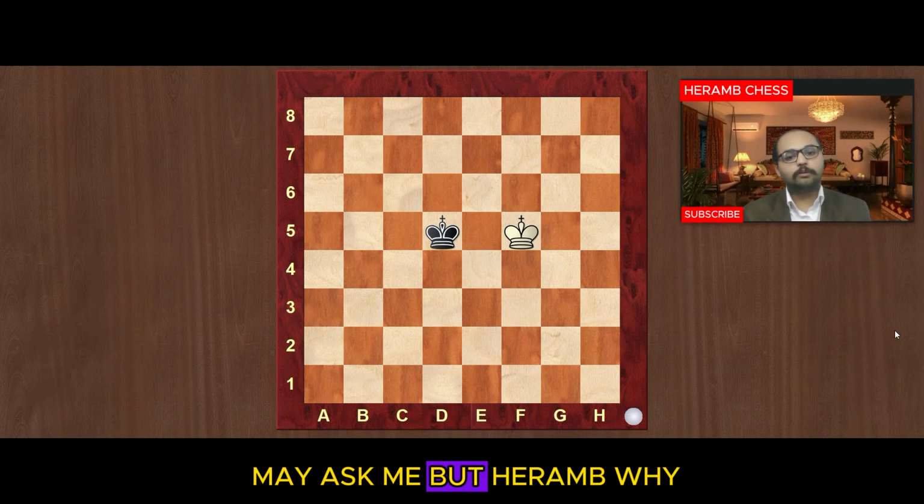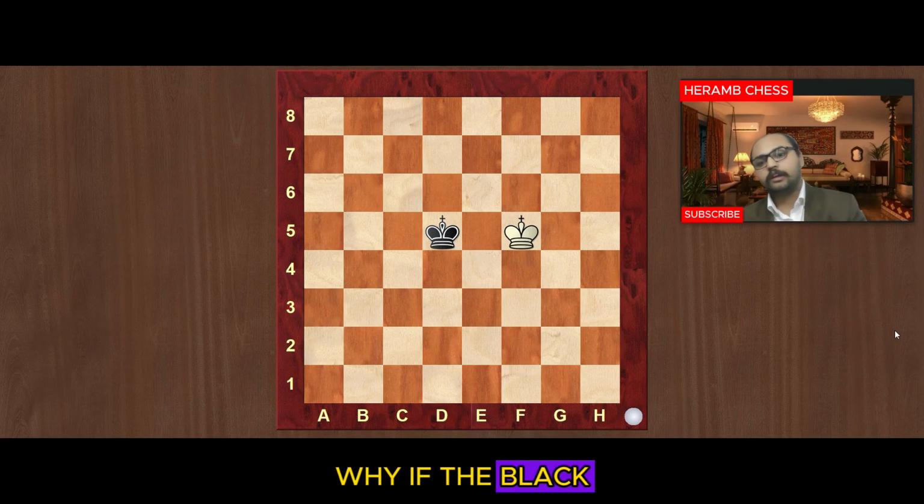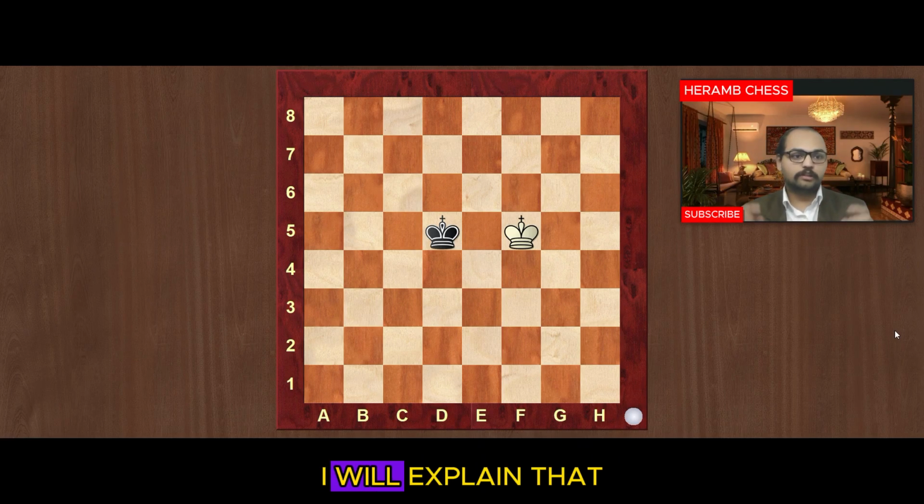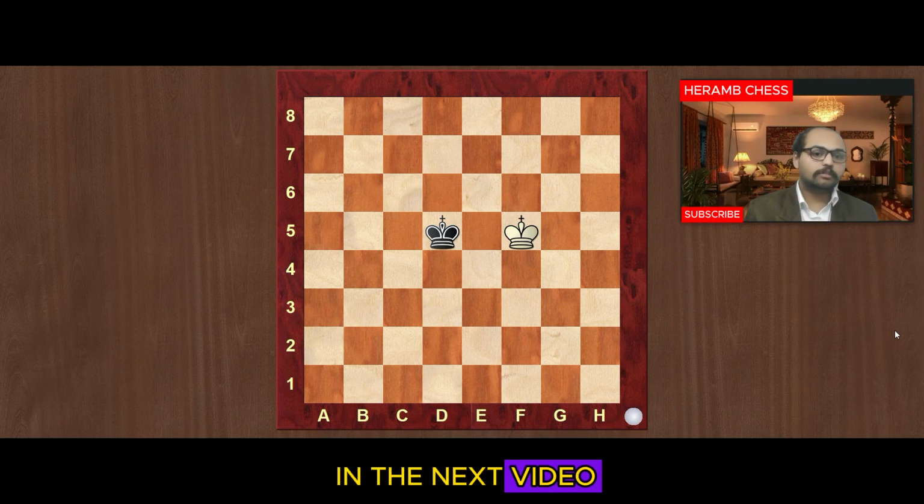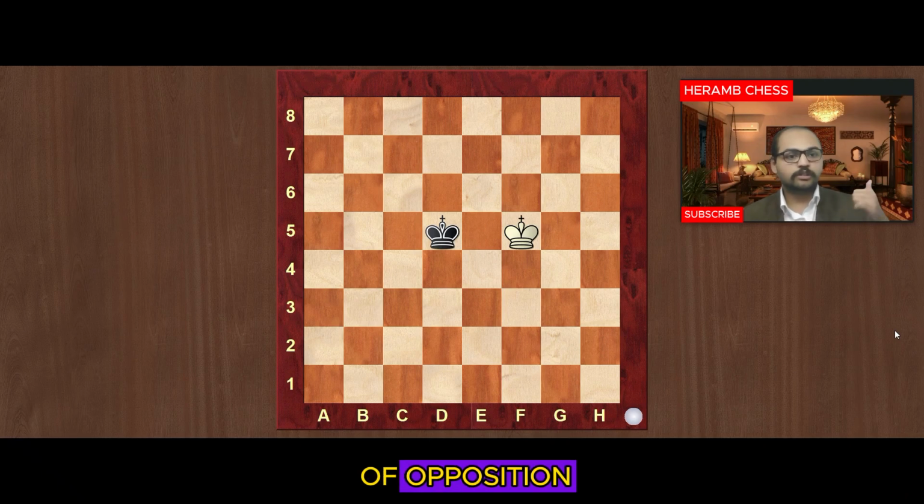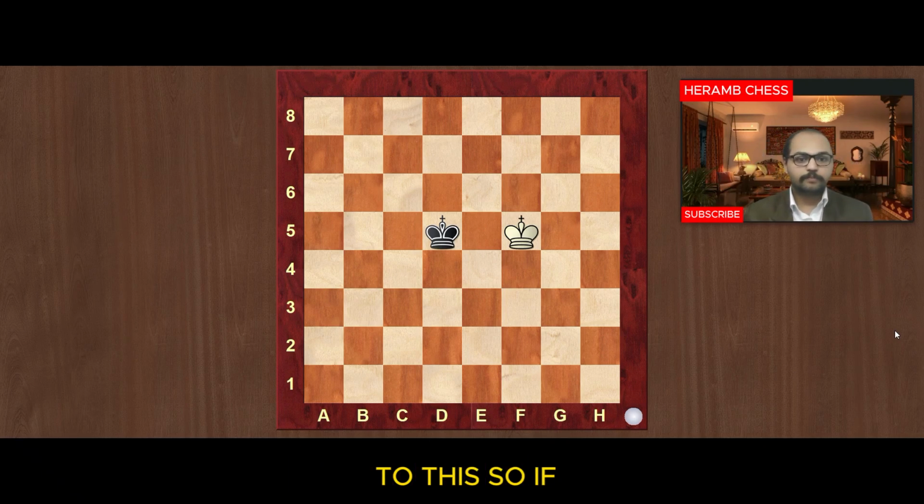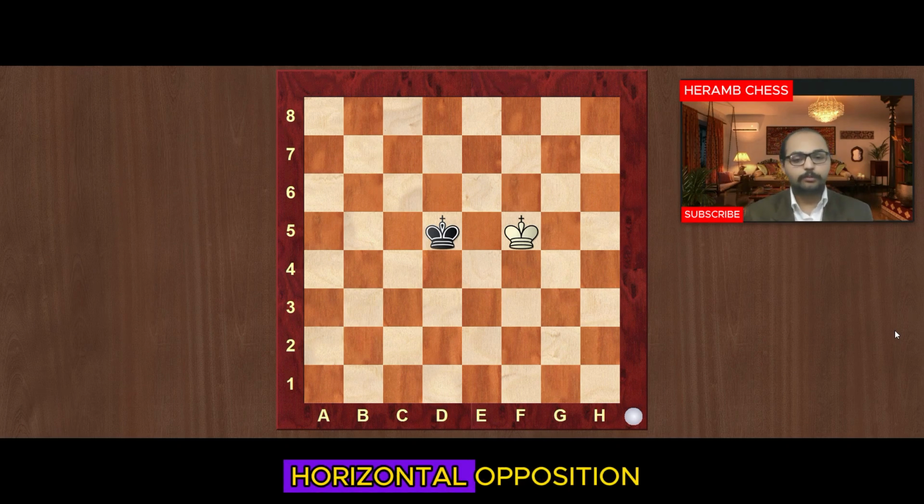Now you may ask me, but Heramb, why if the white king moves, is white at a loss? Why if the black king moves, is black at a loss? I will explain that in the next video when we learn how to use the concept of opposition practically. However, for now, just stick to this. If the white king moves, then white is at a loss. If the black king moves, then black is at a loss. Now this is the horizontal opposition.